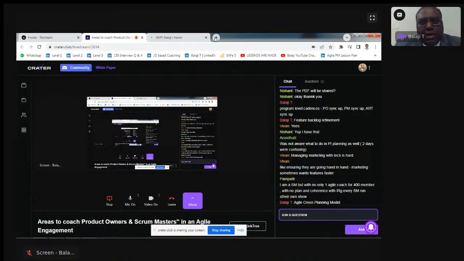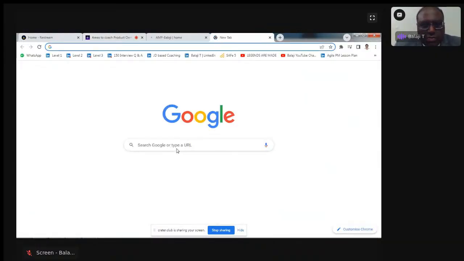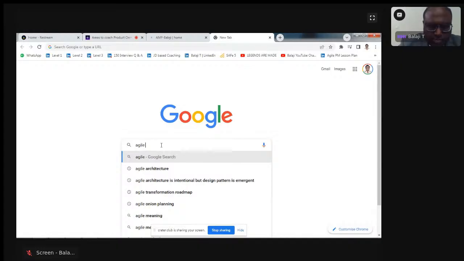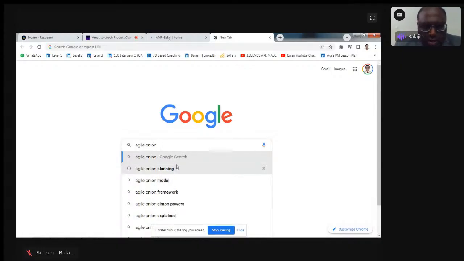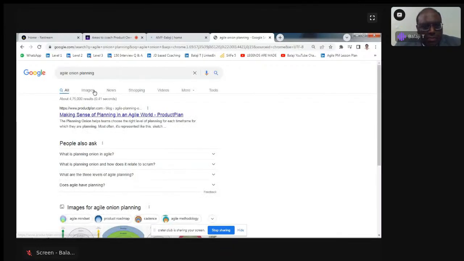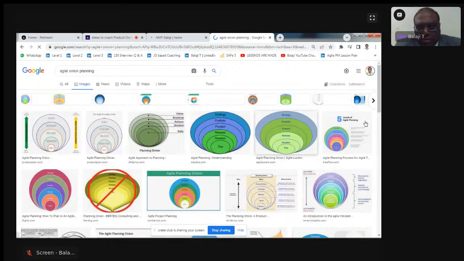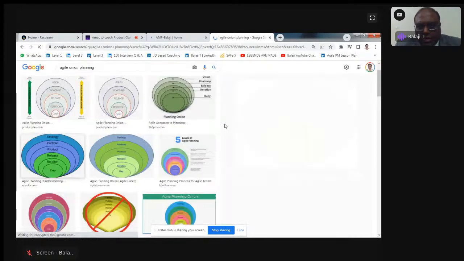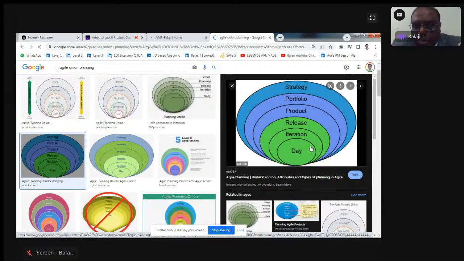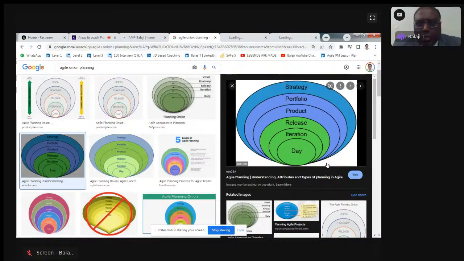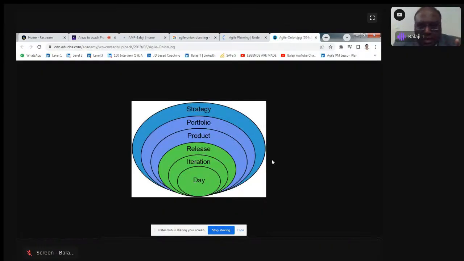So why don't we just do a Google search right now? Agile Onion Planning, and just go to images. Don't waste time reading the text. Just go to images and then click on any of the images. You see here, you have your day wise planning. That is what you are doing in your daily stand up meeting, right? Day wise planning has been done by and large, right?